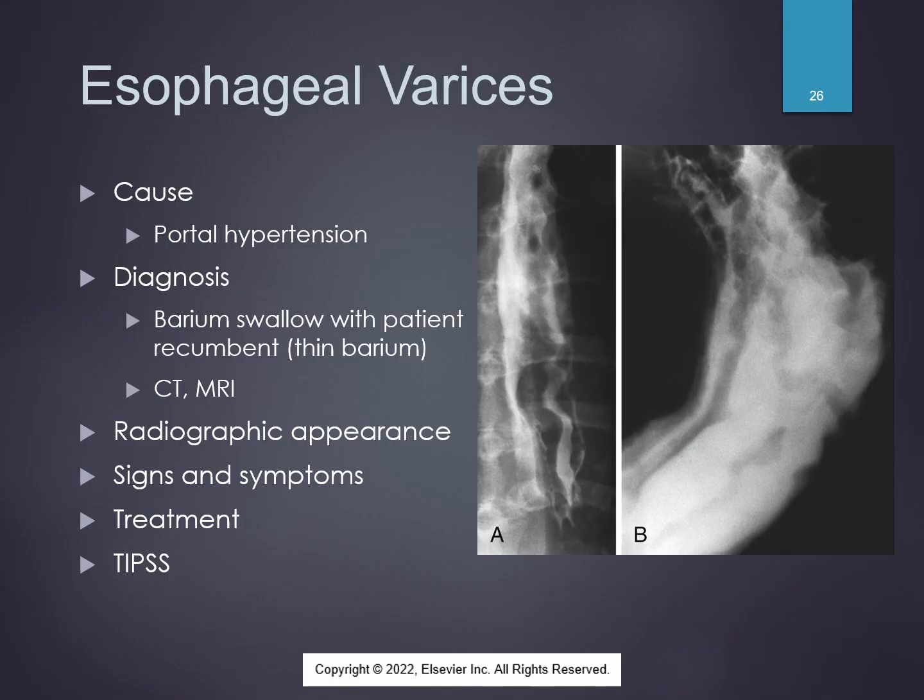TIPSS stands for the transjugular intrahepatic portosystemic shunt. That is applied via interventional radiology or during surgery that may be used to help redirect liver blood flow, thus reducing portal hypertension and easing venous pressure in the esophageal and gastric collateral circulation.